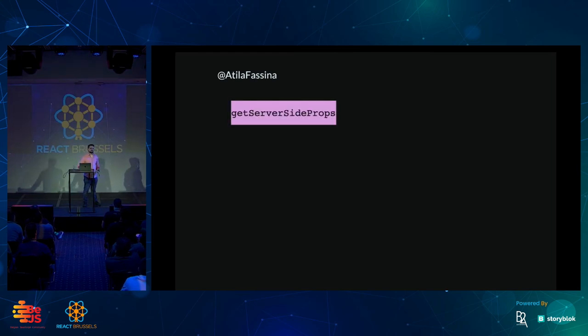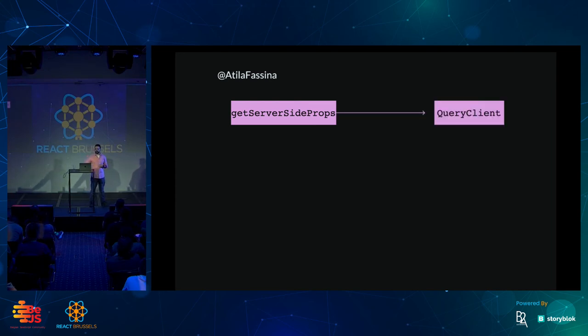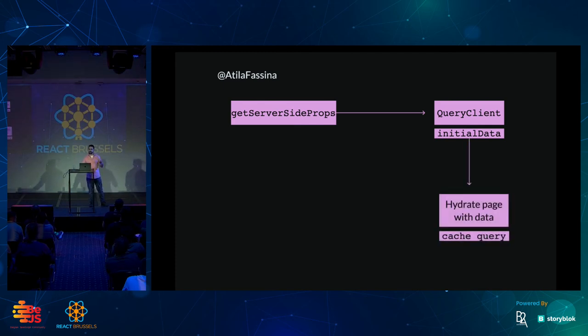On Next.js, it goes in a very similar way, but we use getServerSideProps, which is the way we are going to do data fetching for our server-side rendered pages. And for that, we're going to get the query client and pass the initial data of that query. Whenever we hit the client side, we hydrate that page with this data already. And we are going to get an in-memory cache provided by React Query.